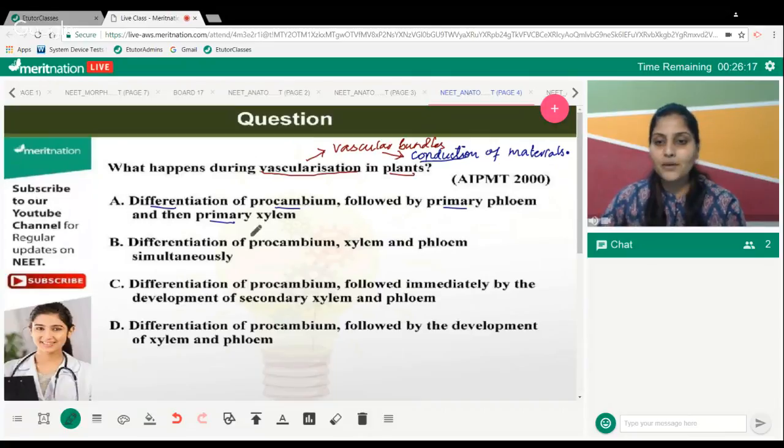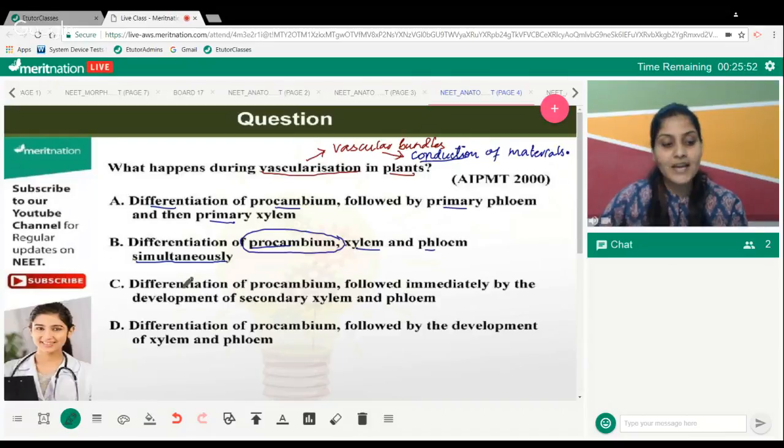Moving on to B. Differentiation of procambium, xylem, and phloem simultaneously cannot happen. Why? Because procambium, which is the meristem over here, must mature first, then you are going to have xylem and phloem. So again, this is a wrong option.